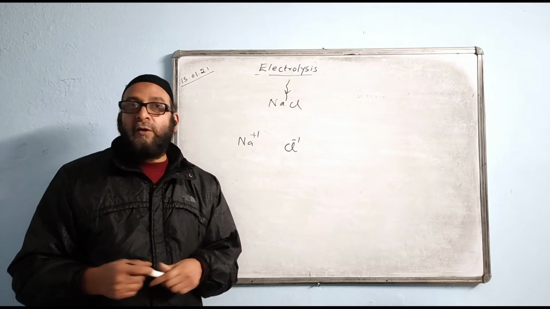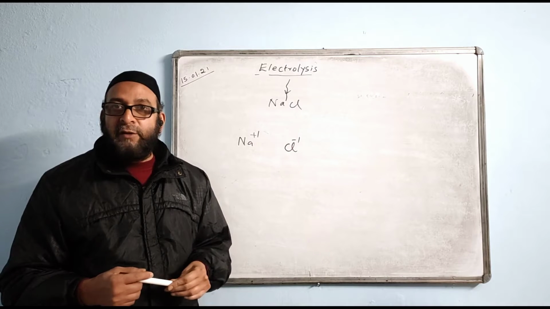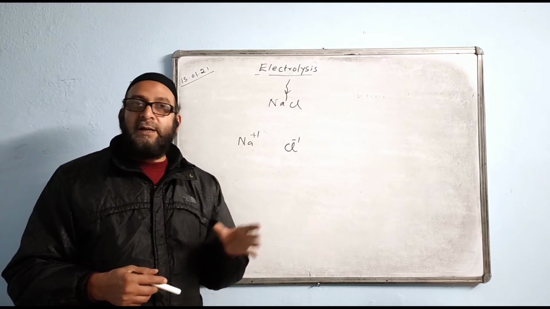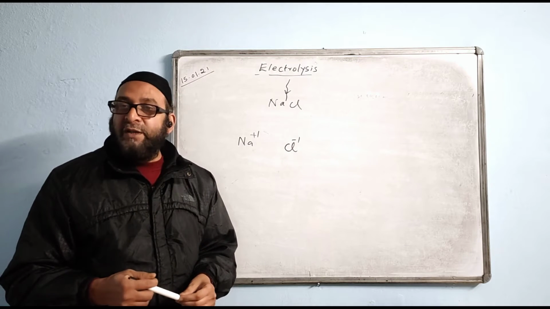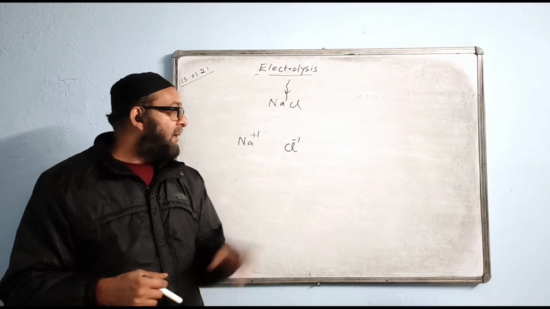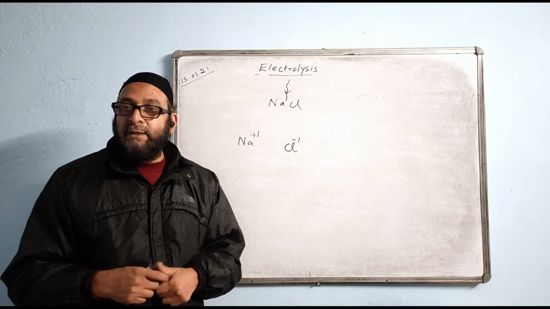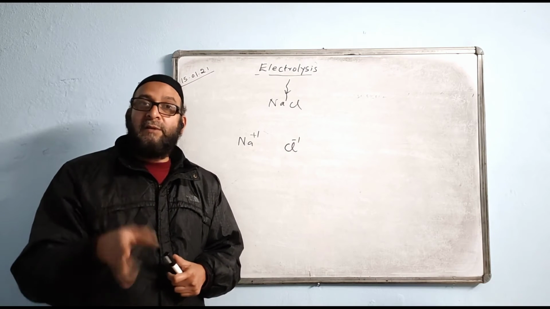Positively charged means loss of electron and negatively charged means gain of electron. If any atom is positively charged, that means it has lost the electron or there is a deficiency of electron in it. And the other one, negatively charged, means there is a gain of electron, that means there is an excess of electron in it.